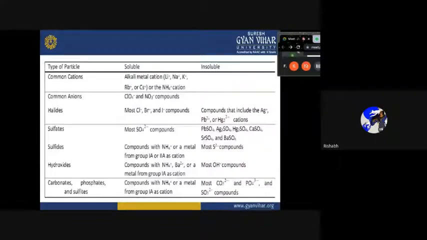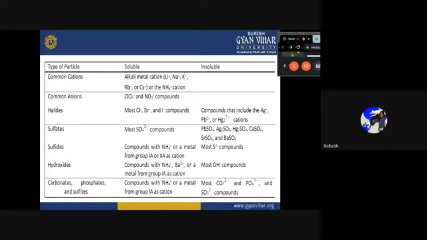You can see the table having three columns: type of particles, soluble and insoluble. For common cations like the alkali metals that are in the first group of the periodic table, like lithium ion, sodium ion, potassium ion, or the NH4 positive cation, these are soluble. Soluble means these ions will remain dissolved even after the reaction.